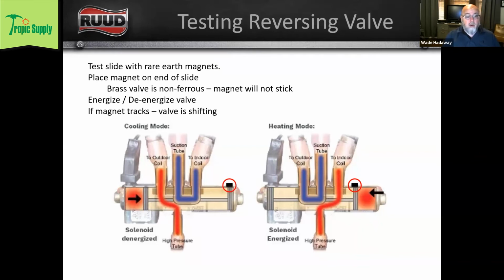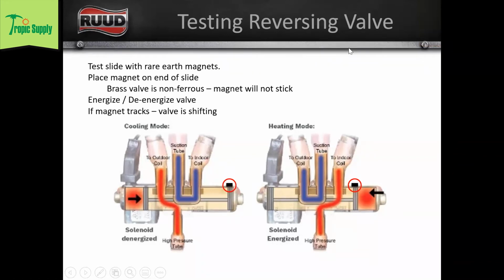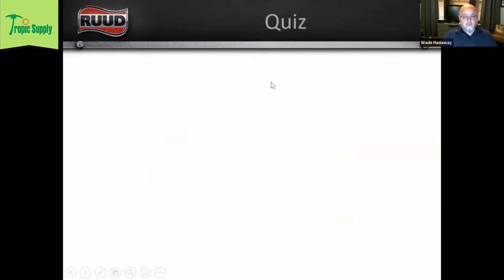Any questions about reversing valves? I don't see any. Okay. All right, so we're going to move on to the first two questions. So go ahead and open up the chat window and get ready to type.